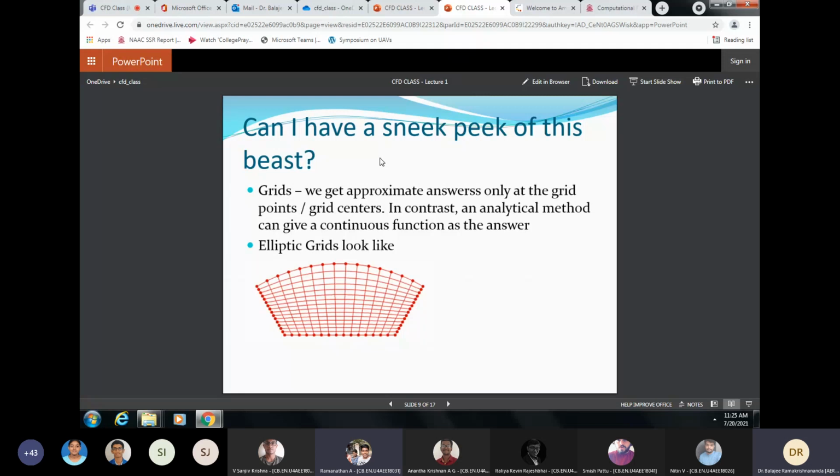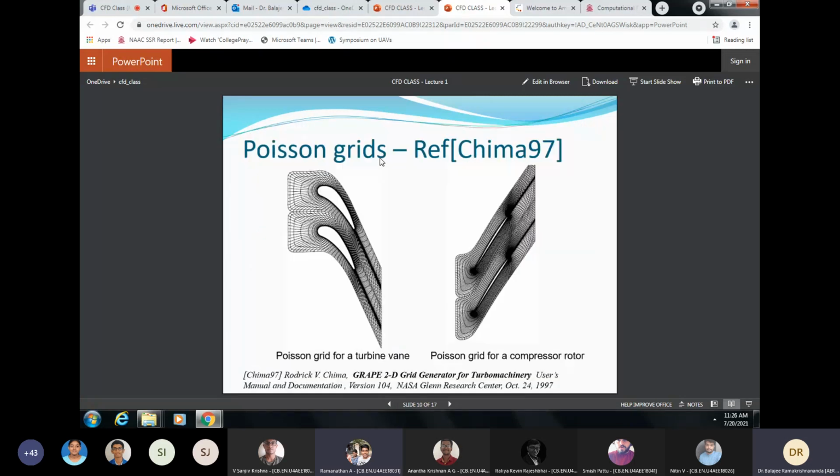Okay. We'll later see how to use those to get grids. If you use Poisson's equations, you can get grids which are clustered in the region you want. For example, here there is more cluster near the body, correct? In this point, it's just a continuation of the clustering. So such grids which use Poisson equations for their generation are known as Poisson grids.